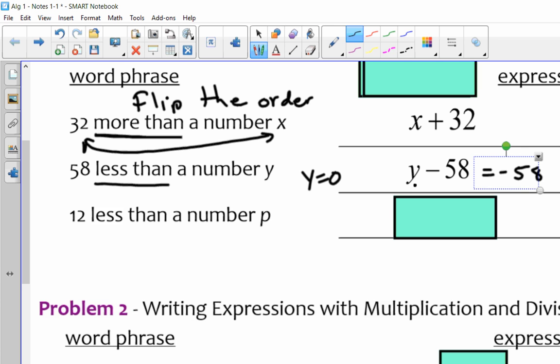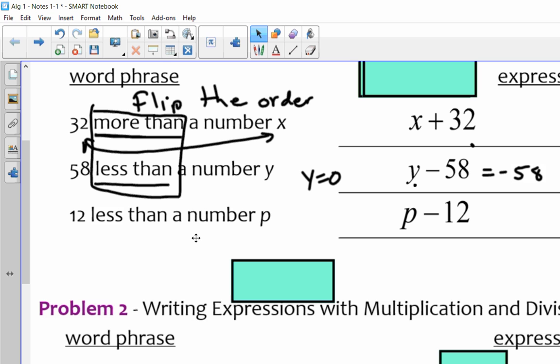But if I hadn't flipped the order like I was supposed to, and I still put 0 in for y, I would get that, and now I get a positive 58. Well, that's two different answers, and getting the right answer is the most important thing. So we have to remember that when we see these two terms, in your head you gotta go, okay, flip the order. All right. So 12 less than the number p, I want to flip the order. Less means I want to subtract, and I think I get p minus 12.